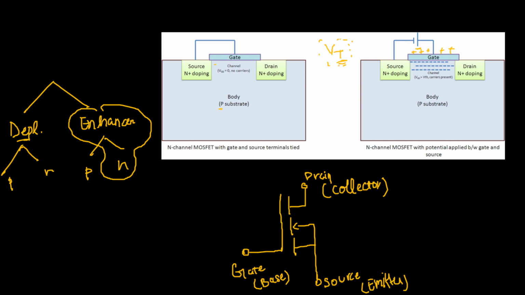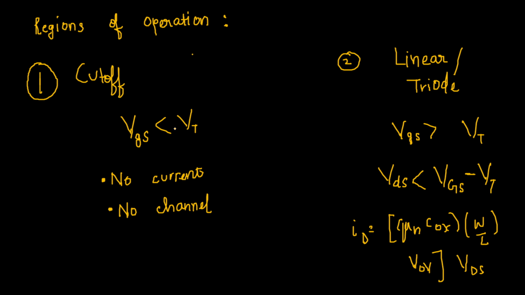As long as the gate source voltage is greater than the threshold voltage, you will have current flowing from source to drain. And if it's lesser, then there is no channel, so there is no flow of current. So the first region that we'll talk about is when the gate source voltage is lesser than the threshold voltage. Here you have no channel and therefore you have no current.